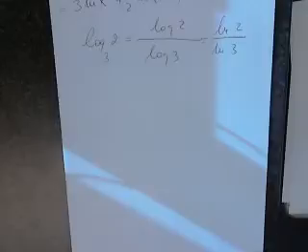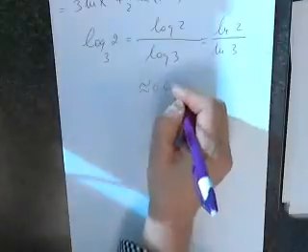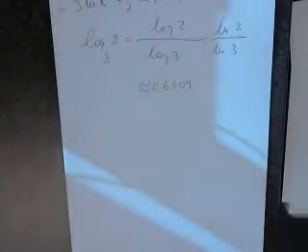So natural log 2 divided by natural log 3. And that is roughly 0.6309. How do I check? I raise 3 to the previous answer, and I press enter. It better be 2.